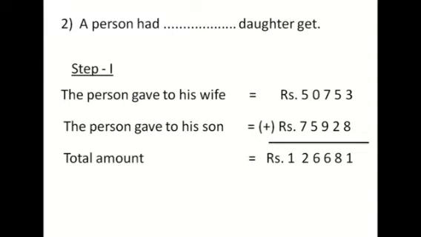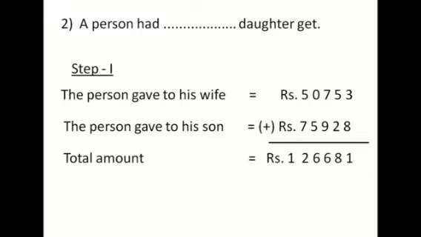Check the next question. The question was, a person had rupees 1,97,865. He gave rupees 50,753 to his wife and 75,928 to his son. The rest of the money he gave to his daughter. How much did the daughter get?